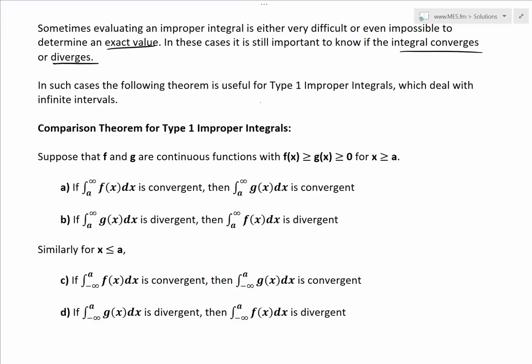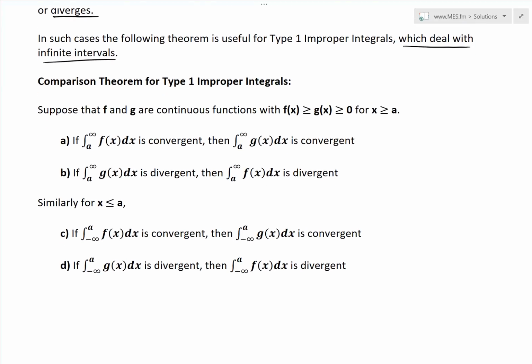So this one will deal with type 2 in a later video. Basically, type 1, again, recall, it deals with infinite intervals. So here's the theorem, the comparison theorem for type 1 improper integrals.